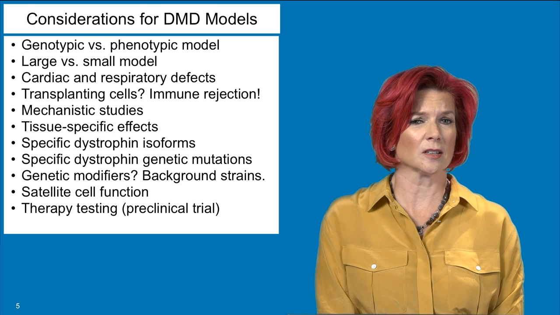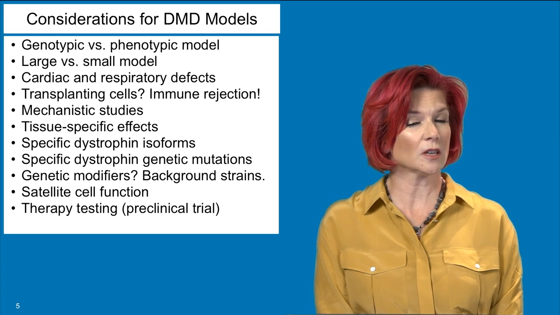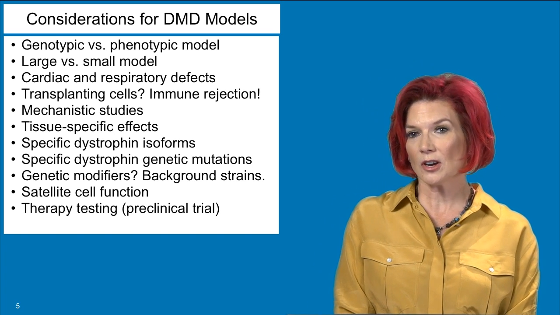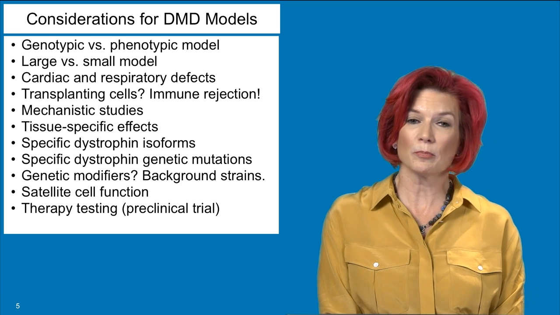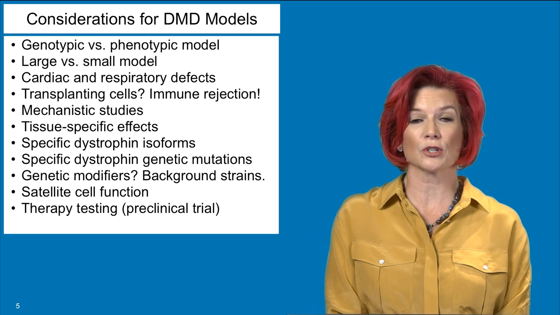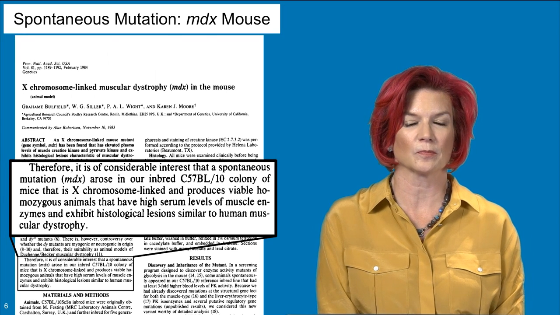And some scientists are interested in studying dystrophin isoforms that are expressed in non-muscle tissues. If this is the case, then one needs to be very careful in selecting the appropriate genetic model in which those isoforms are perturbed in those non-muscle tissues. And we're going to see an example of that in a moment.